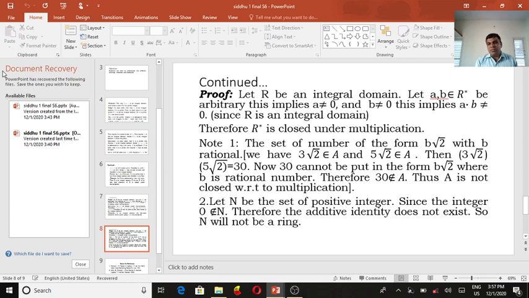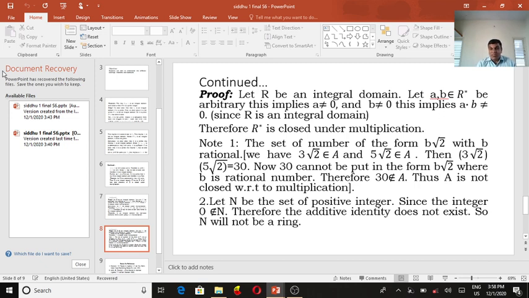One more simple example. Let N be the set of all positive integers, natural numbers. Since the integer 0 does not belong to N, the additive identity does not exist. So N is not a field. As in the slide from session 1 or 2, N is closed under addition and multiplication, but does not hold under subtraction or division. This is an example.